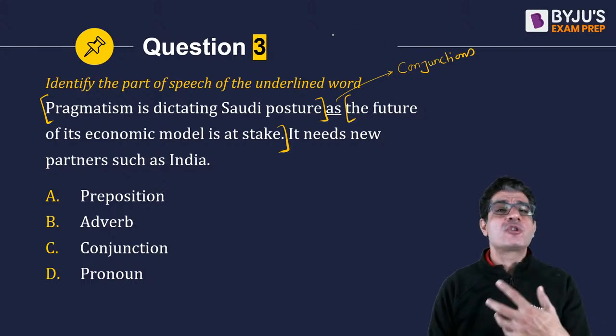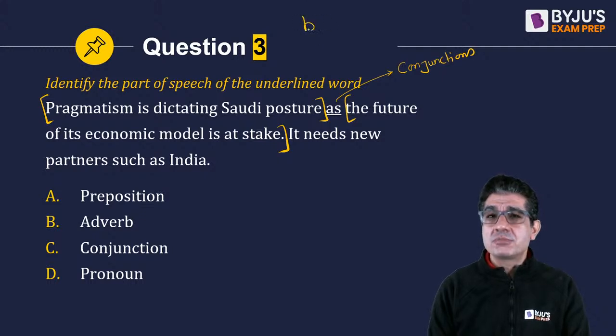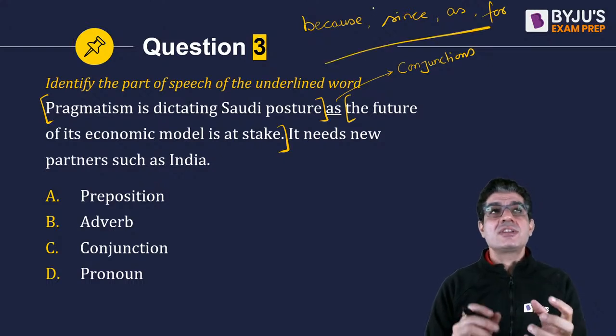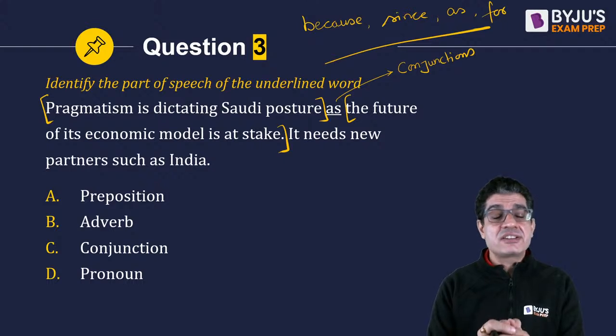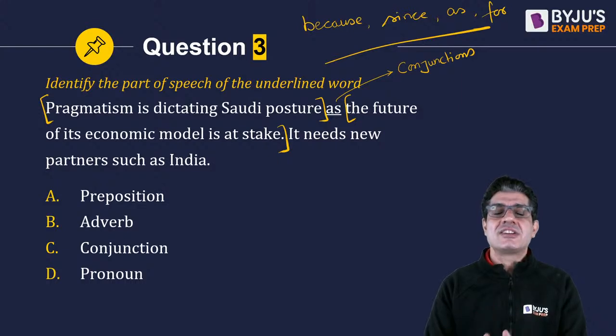So you notice when we want to provide a reason, there are these four conjunctions that we typically use: because, since, as, and for. So here it is being used as a conjunction that joins two clauses, and it tells you that the clause that comes after is providing us the reason for whatever is stated in the first clause. Okay, so that is your question number 3.